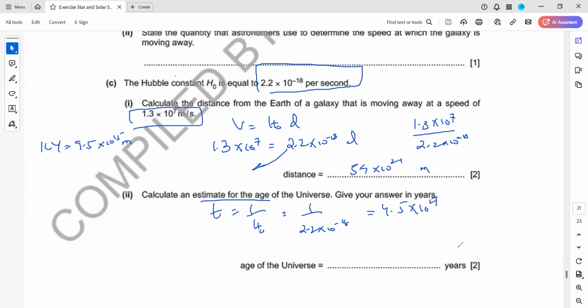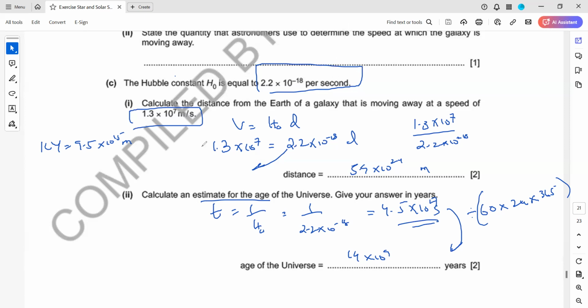So how to convert the seconds into years? First, seconds into minutes: we divide by 60. Then minutes we want to convert into hours, we divide by 60 again, or 24, sorry. And then hours we have to convert into days, and 1 year is 365 days. So this will give us the answer in years, which is approximately 14 billion years, so it will be 1.4, or 14 into 10 to the power 9 years. So you have to convert the seconds here into years.